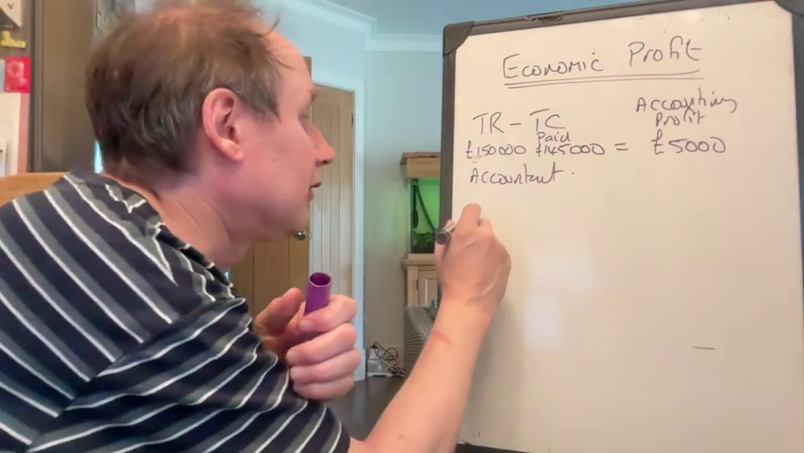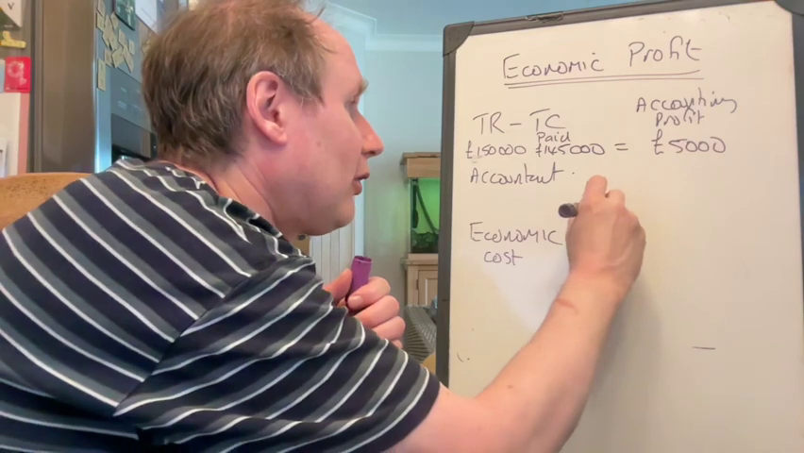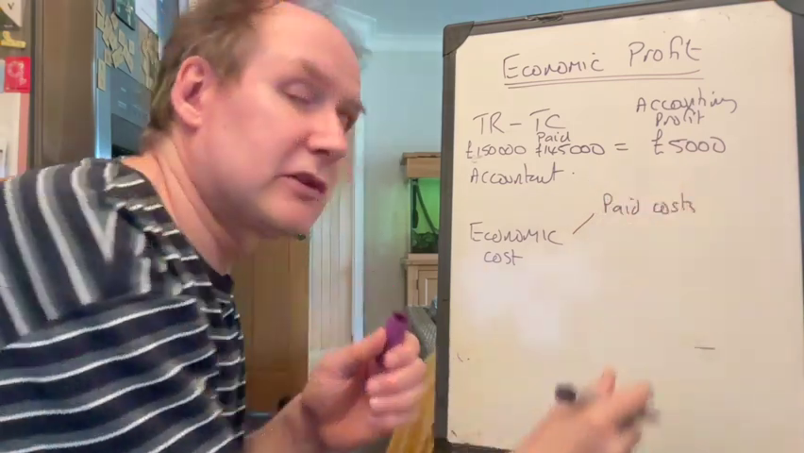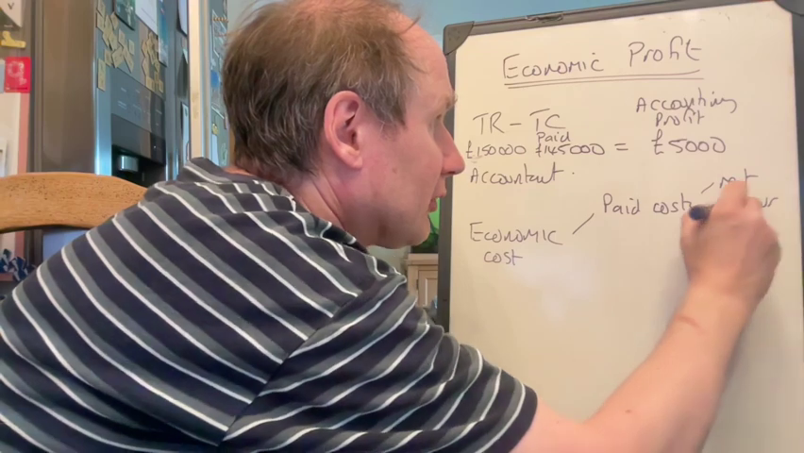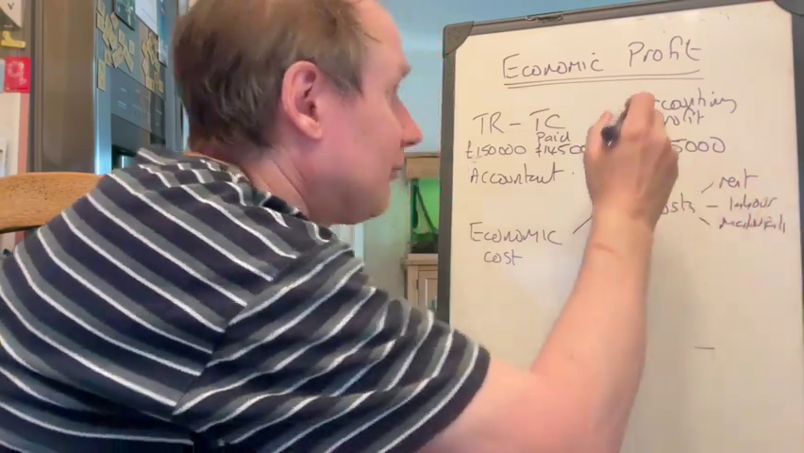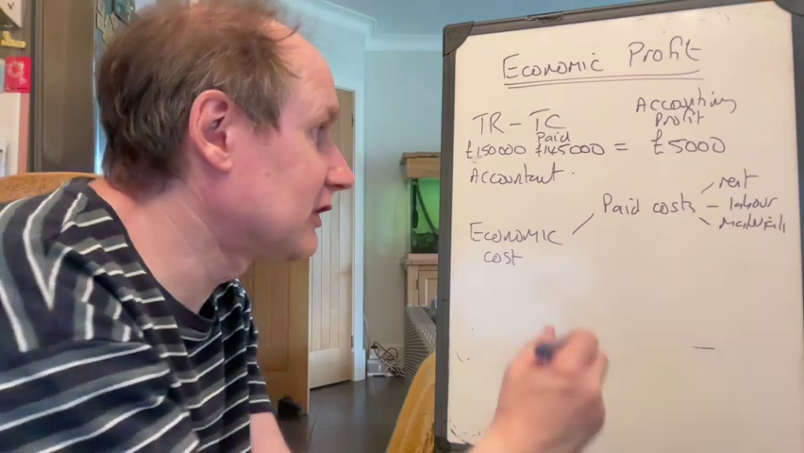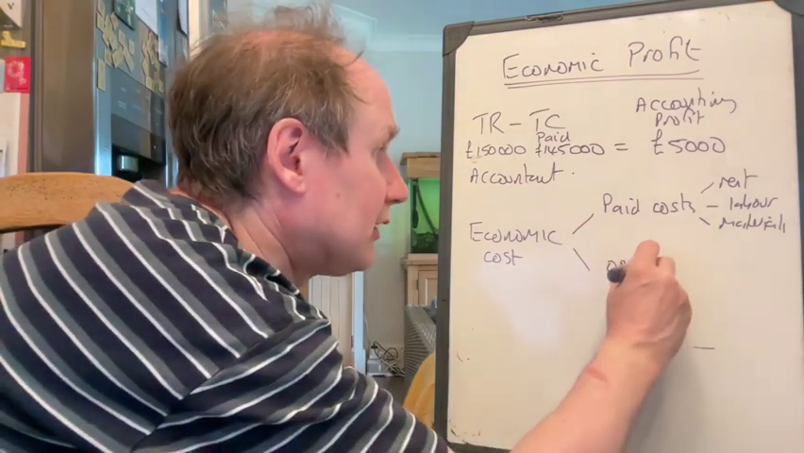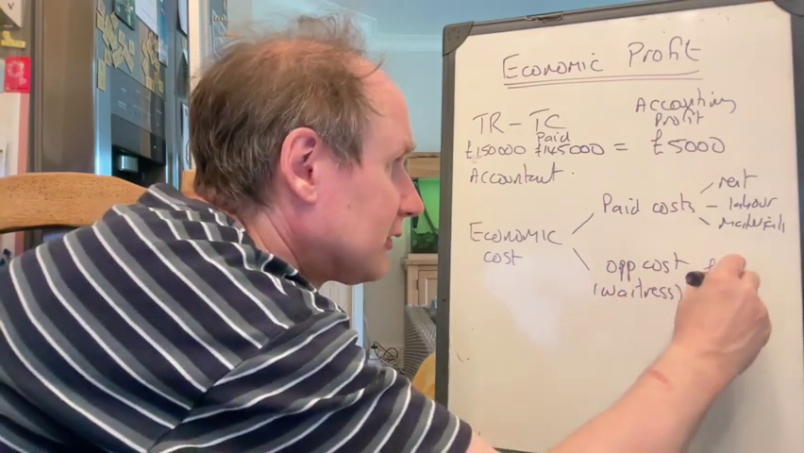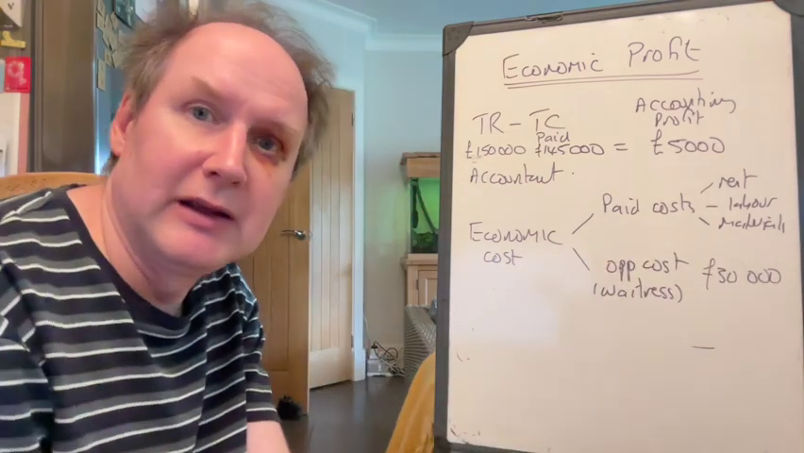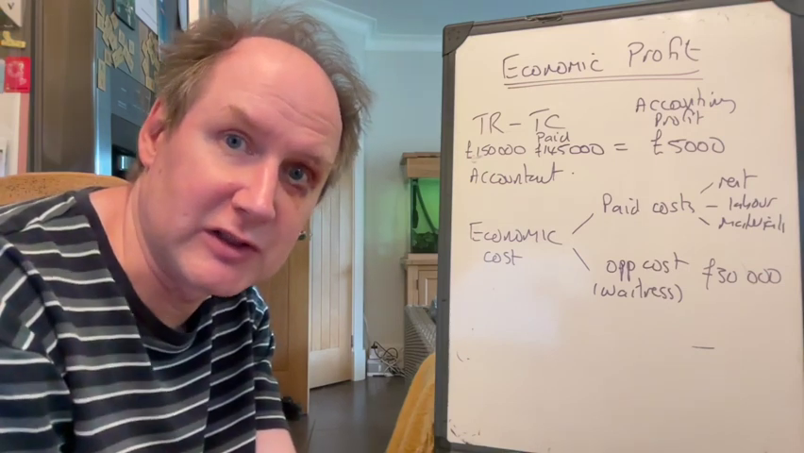So the way we're going to define costs, economic cost, is going to be made up of my paid costs. Those are the costs of rent, costs of labour, costs of materials and so on. So that's the same as my accountant said. But we're also going to say, actually, we must pay the cost of Simon's time. If Simon could work as a waitress in a cocktail bar and earn £30,000, we should include that as part of the true cost of operating this business, the fact that I could have gone and done something else instead.